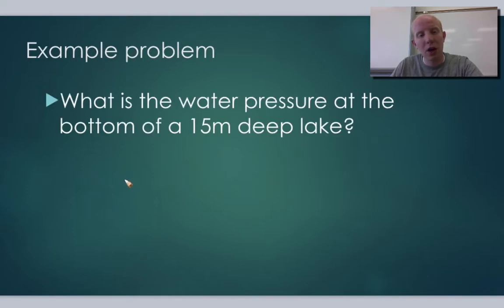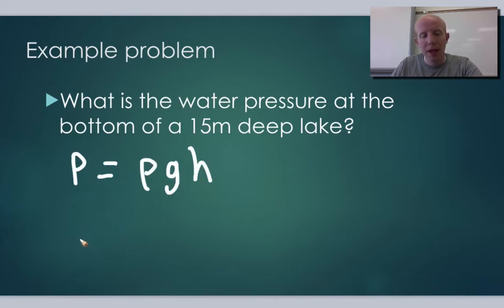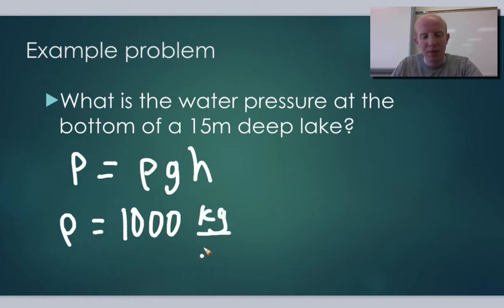So let's say you're an ecologist and you're looking at some fish at the bottom of some lake and you're determining how much pressure they can withstand, and you need to know how much pressure is at the bottom of that 15-meter deep lake. Well, what you would do is you'd say, well, pressure is equal to rho g h. In this case, we know that rho is water, so that's 1,000 kilograms per cubic meter. g is always 9.8, and the depth in this case is 15 meters.